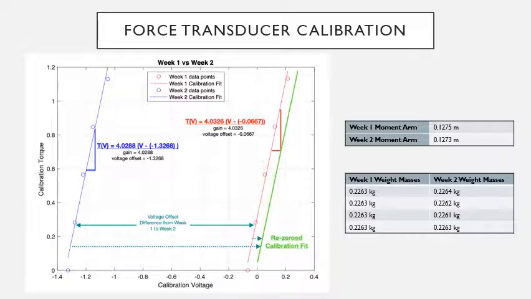Given the consistent vibrations and thermal expansion and contraction associated with the moving components within the IC engine, drift is expected, and therefore it is important to recalibrate the force transducer often. This drift is the reason why the force transducer calibration equations from week 1 to week 2 have different voltage offsets, as illustrated in the figure, but their gains are roughly the same since the torque is dependent on the weights in the moment arm, as seen in the tables.